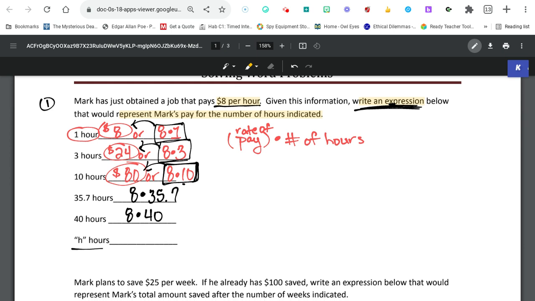Now, what if it was just H hours? Not 1, not 3 hours, not 10 hours, not 35.7, not 40, but H. H stands for any number of hours. What algebraic expression? Everything up here was what we call a numerical expression.